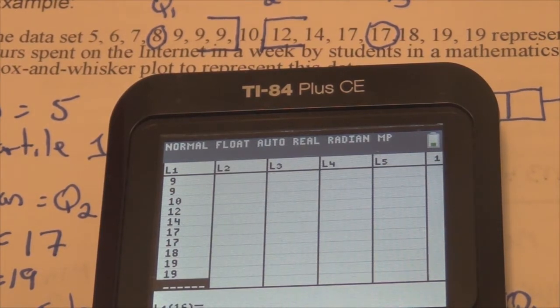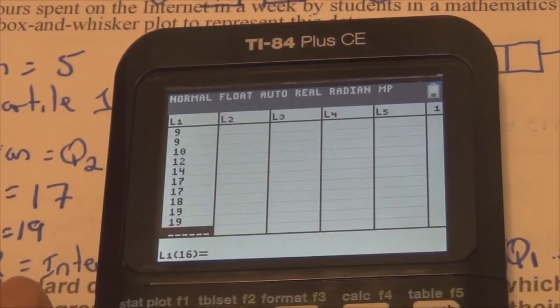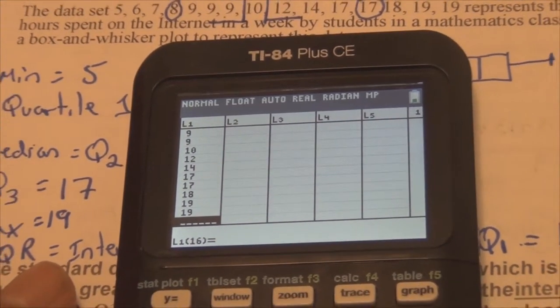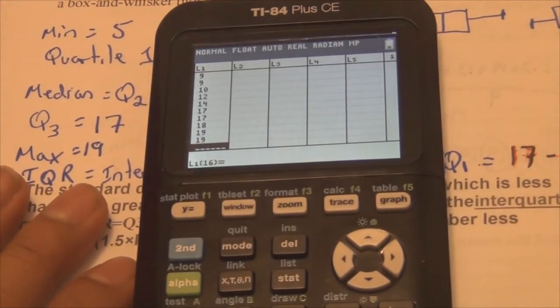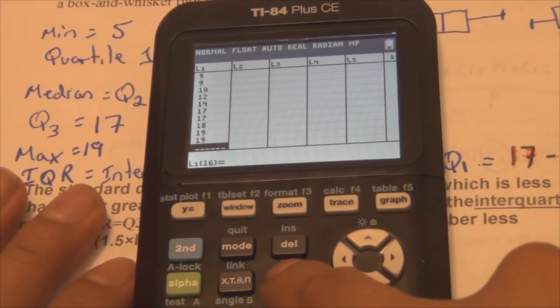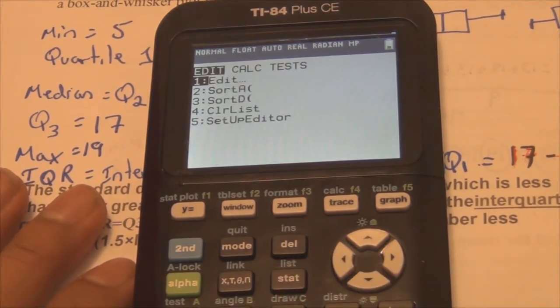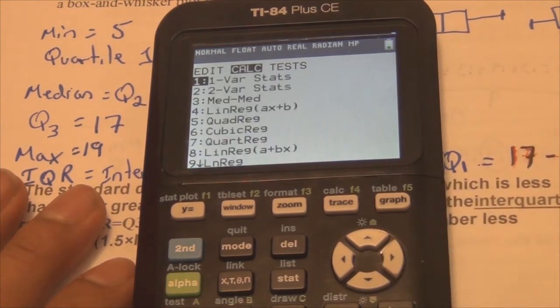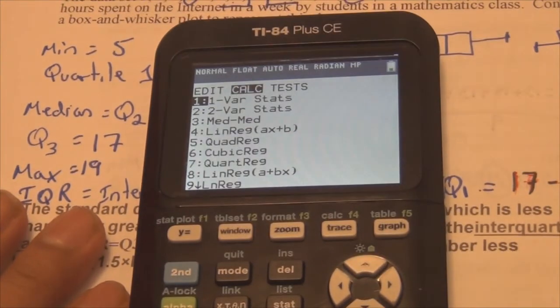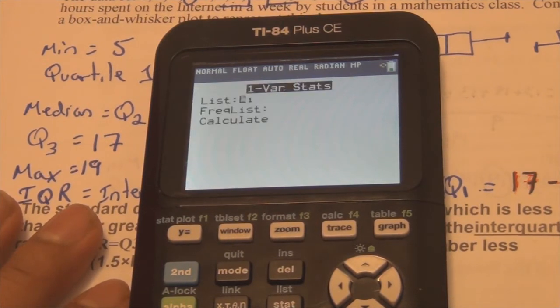So now you are going to press the key that reads stat again. And what do you want to do? You want to go to the right. And you see the first thing that says right there, it's 1-Var Stats. You're going to click enter on that.